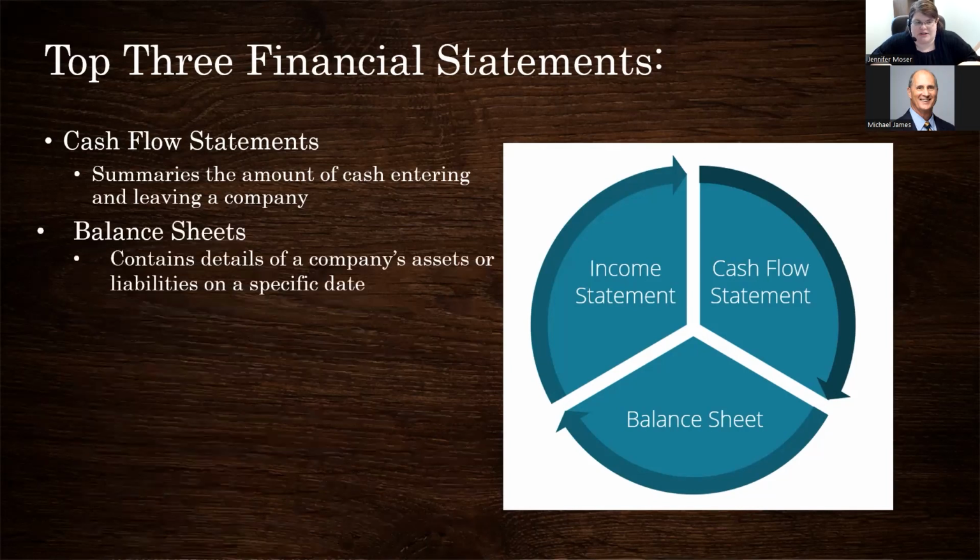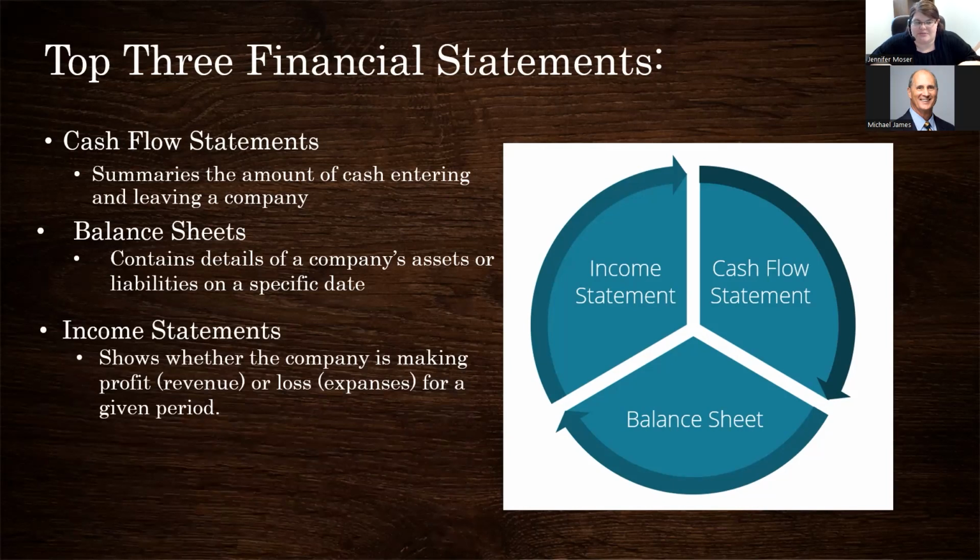The next one is a balance sheet. This contains details of a company's assets or liabilities on a specific date. So once you get your Avantax statement, you will notice that it is only from one date to another, generally within a quarter. This is what a balance sheet does. It only shows your assets or liabilities on a specific date, and normally it's from the last date of that statement. The last thing is an income statement. This shows whether the company is making profit, revenue, or loss, expenses, for a given period of time. That goes for the quarter as well that you would see on your Avantax statements, or NFS.